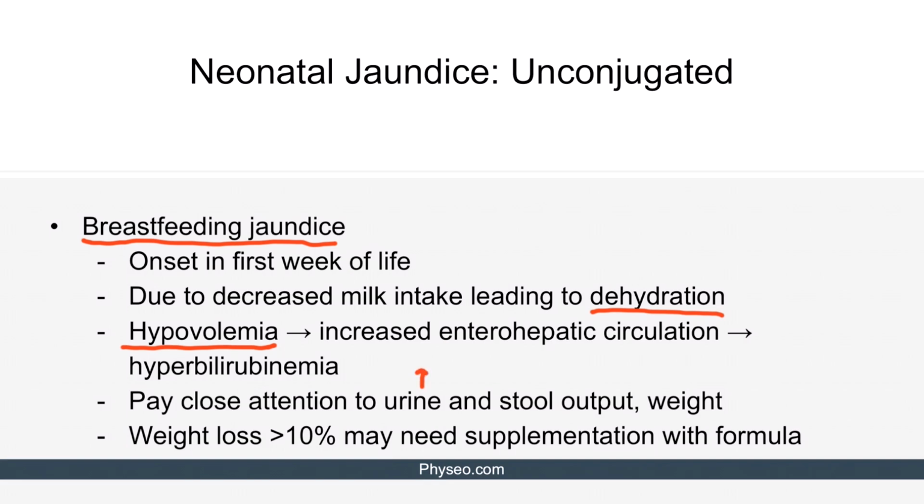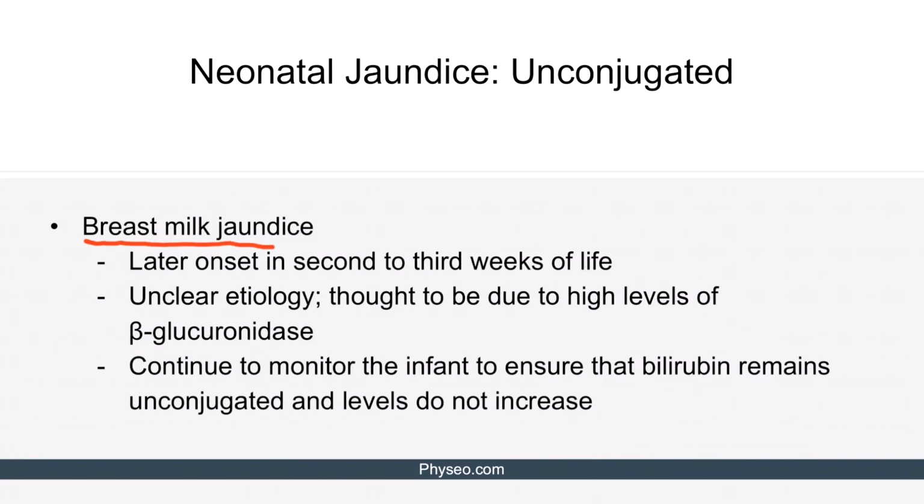Infants around 1 week of age should be producing approximately 3 to 4 stools and 6 wet diapers per day. Any less than this should prompt further evaluation to assess for dehydration. In addition, one should compare the weight of the infant to its birth weight. If the infant has lost more than 10% of its birth weight, it's not getting enough nutrition and may require formula supplementation in order to prevent breastfeeding jaundice and further malnutrition. Breast milk jaundice is another cause of jaundice related to breastfeeding.